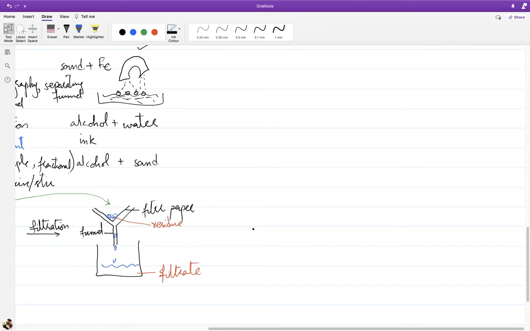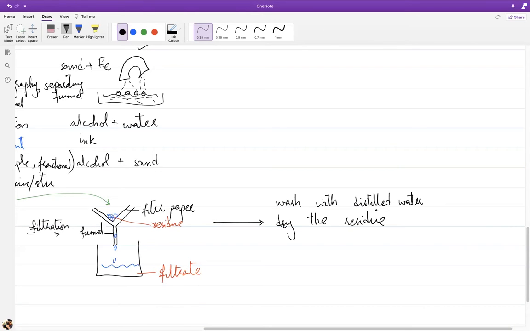Okay, so let's see. If I want to collect the residue, then residue is basically a solid that might be a little wet. So what do we do? To collect it, to extract it, we dry the residue. And just to ensure that no soluble impurity is there, we will wash it. So we wash with distilled water. Can anybody tell me, in what cases can we not wash with distilled water?